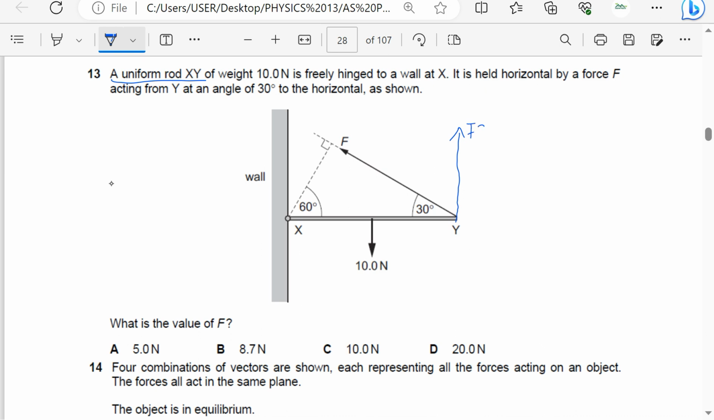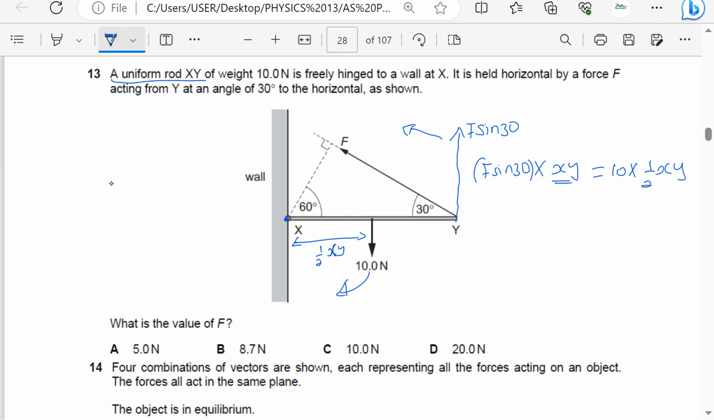Taking F upwards to be F sine of 30, so it will be F sine 30. I'm going to take moments about point X. This will cause a clockwise moment, the other one will cause an anti-clockwise moment. So I'll say F sine of 30 times the perpendicular distance, which I will call distance x to y, should be equal to 10 newtons times the perpendicular distance. If the other distance is x to y, then this should be a half of x to y.